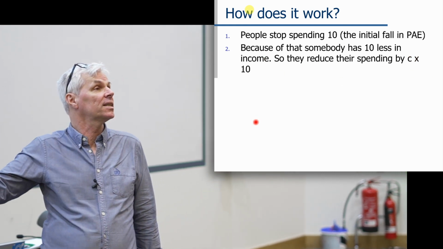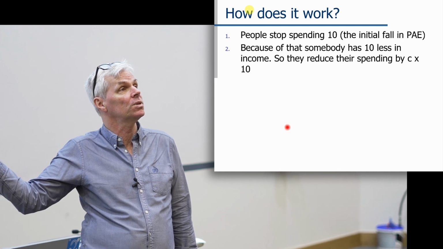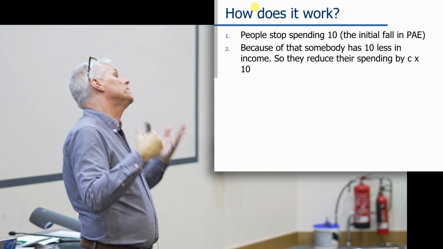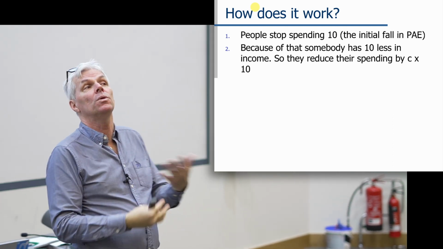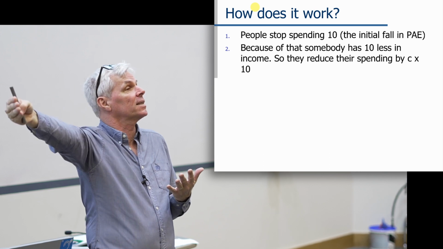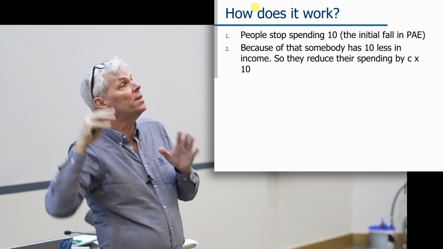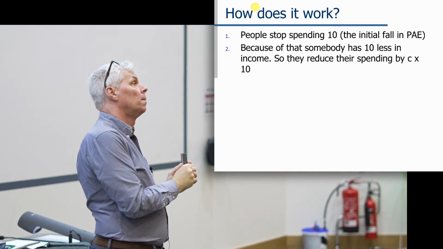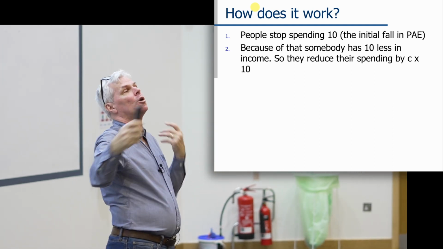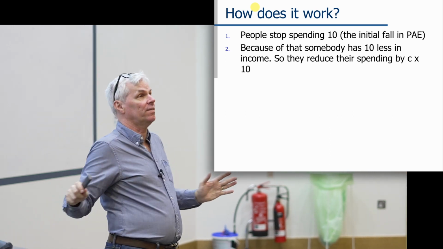The second stage doesn't exist if marginal propensity to consume is 0, right? Because he doesn't change his behavior at all. So when he feels poor, he's sad about that, but he keeps doing the same stuff he was always doing, and so nothing gets knocked on to the next guy. Okay? And so in this case, the multiplier would be 1. When our autonomous spending went down by 10, output would go down by 10. But that would be the end of it.